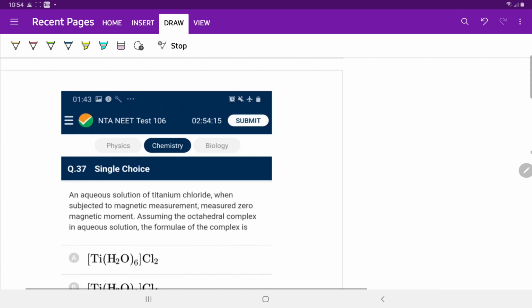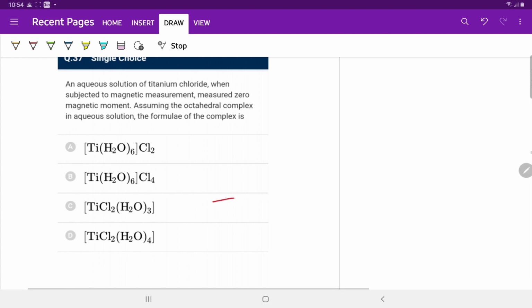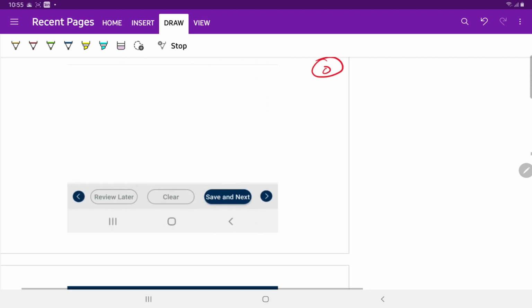We'll move to question number 37. An aqueous solution of titanium chloride, when subjected to magnetic measurement, shows zero magnetic moment, assuming the octahedral complex in aqueous solution. The formula of the complex is, okay, magnetic moment is 0, so titanium is present in +4 oxidation state. Titanium is 3d2 4s2 and in +4 oxidation there is no electron. +4 oxidation state is present only in complex B.